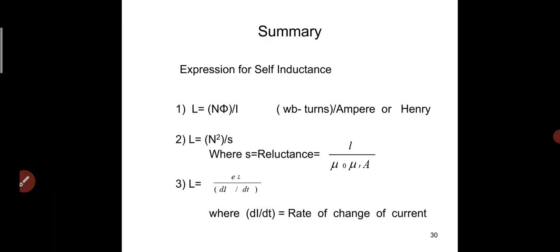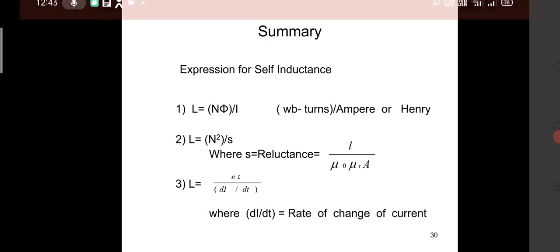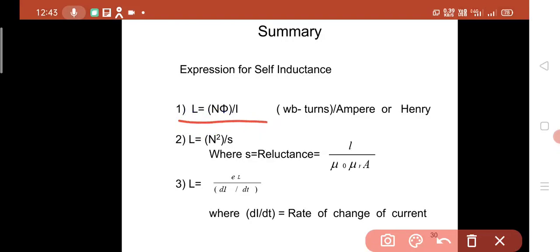Next point, expression for self-inductance. L is equal to N phi by I, in Weber-turns per ampere or Henry. Second, L is equal to N square by S, where S is the reluctance. The reluctance is l by mu naught mu r A, where mu naught is the absolute permeability, mu r the relative permeability, and A the cross-sectional area.